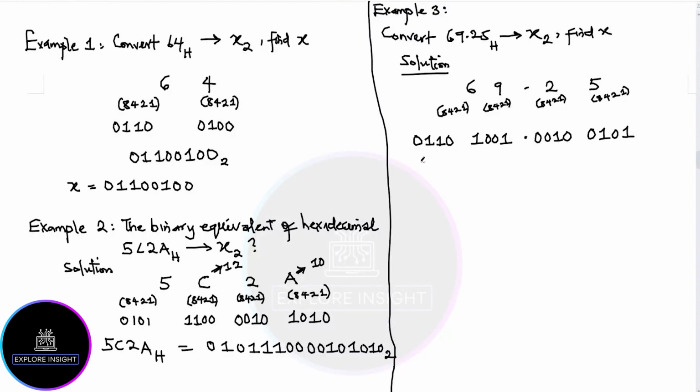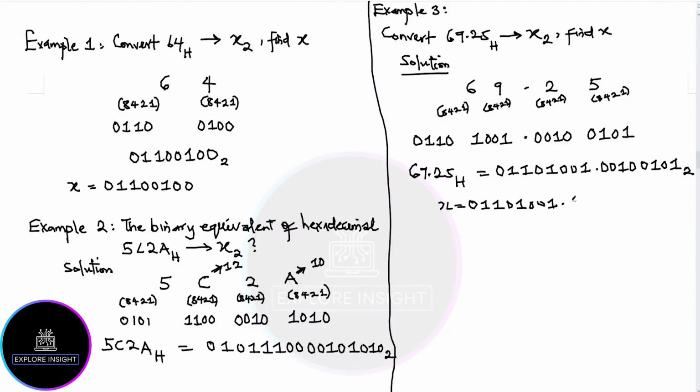So at the end of the day, we are going to have 69.25H to be, putting this together, 0, 1, 1, 0, 1, 0, 0, 1, dot 0, 0, 1, 0, 0, 1, 0, 1 in base 2. Therefore, what is our value of x? Take note, 0, 1, 1, 0, 1, 0, 0, 1, dot 0, 0, 1, 0, 0, 1, 0, 1. We are just asked the value of x. So this will be the value of x.